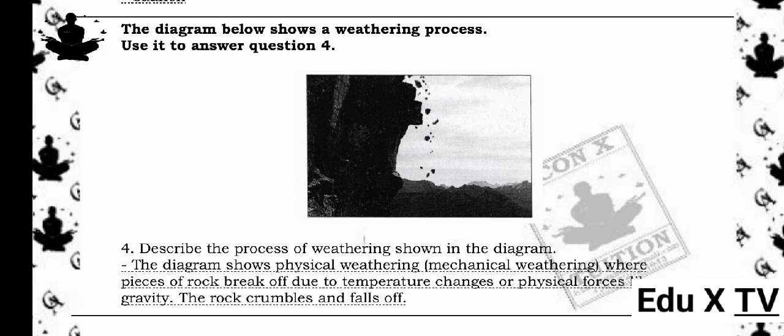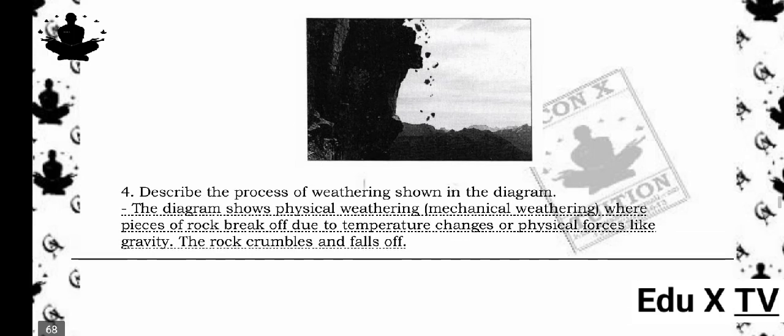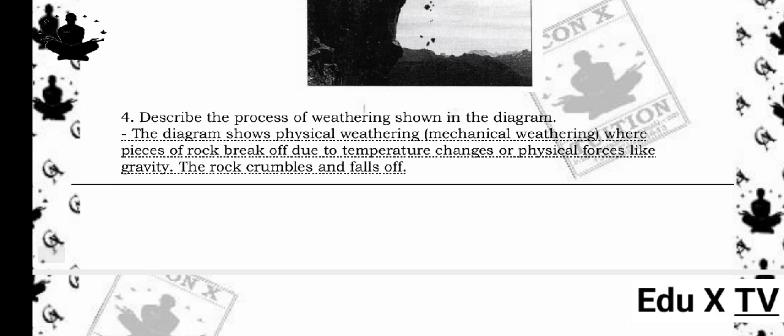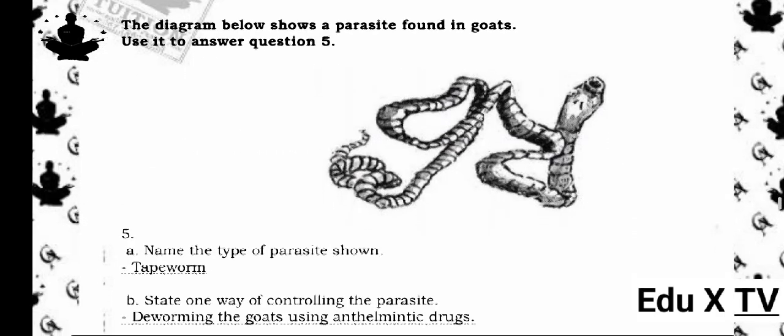4. Describe the process of weathering shown in the diagram. The diagram shows physical weathering (mechanical weathering), where pieces of rock break off due to temperature changes or physical forces like gravity. The rock crumbles and falls off. The diagram below shows a parasite found in goats. Use it to answer question 5.